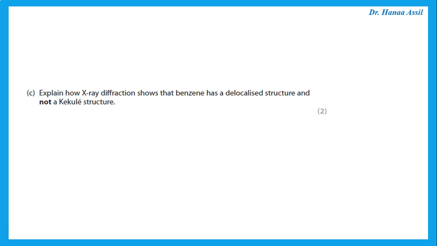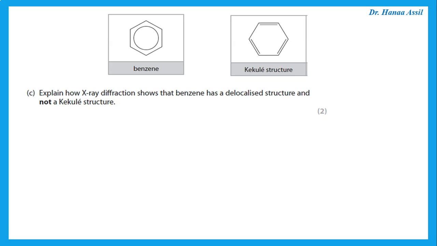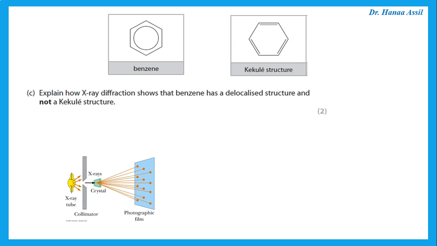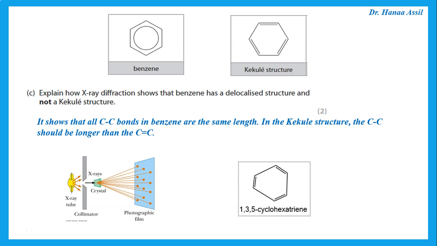Explain how X-ray diffraction shows that benzene has a delocalized structure and not a Kekulé structure. Do you remember what we said about X-ray diffraction? We said if we're comparing the benzene to the Kekulé structure, the X-ray diffraction gives us an idea of the bond lengths and the bond angles. They found that all the carbon-carbon bonds in benzene are the same length.